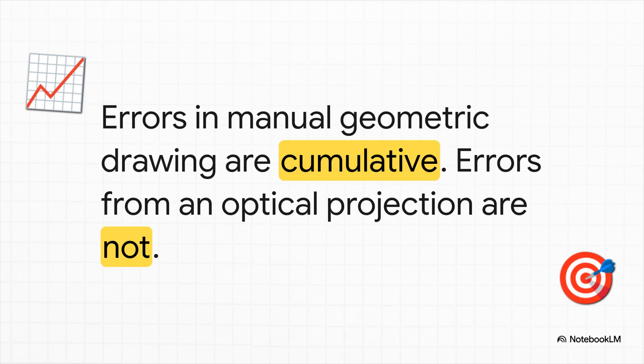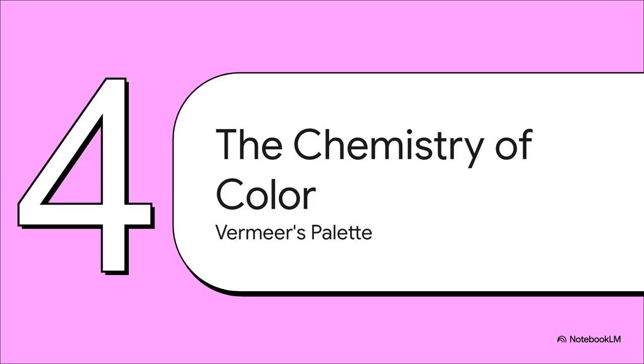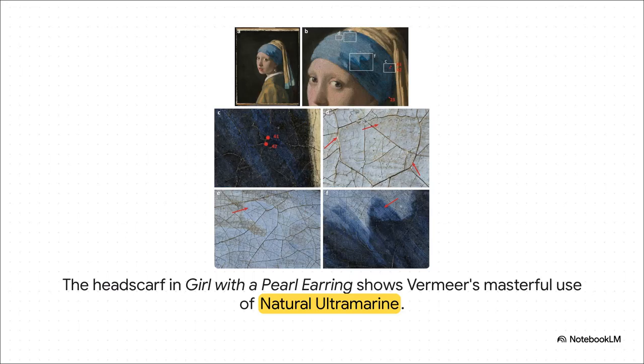This gives you a much, much higher level of overall accuracy in a complicated scene, and it's a really powerful argument for him getting some kind of optical help. So we have optical evidence, we have geometric evidence, but a painting is also a physical thing, right? So let's shift our analysis again, this time to material science, to the actual chemistry of the pigments on his canvas. And there is no better example of this than the iconic headscarf in Girl with a Pearl Earring.